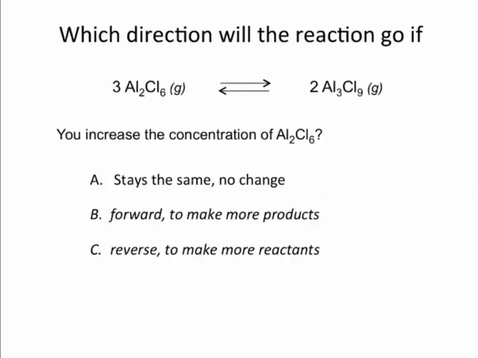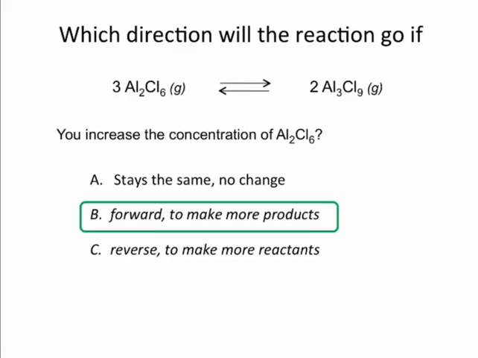All right, now it's time for some practice. So say we have this reaction. What happens if you increase the concentration of Al2Cl6, which is a reactant? You make more reactant. What's going to happen? Well, this is going to shift forward to make more products to try to undo that change.